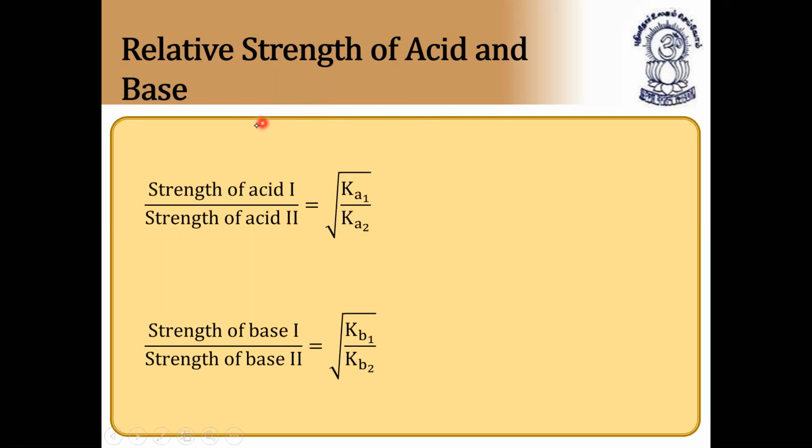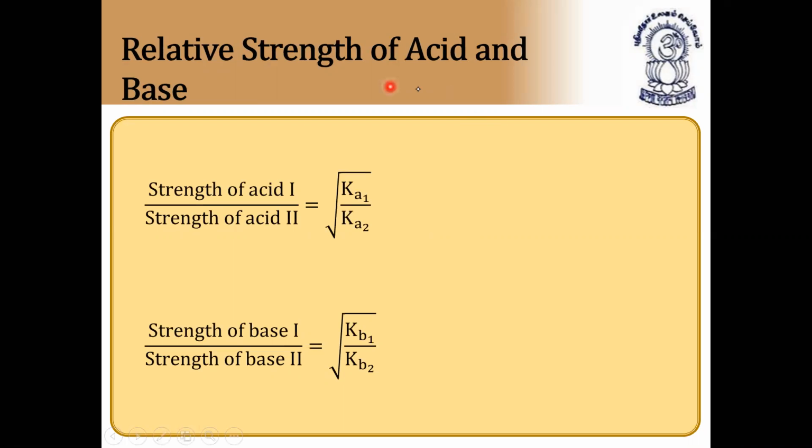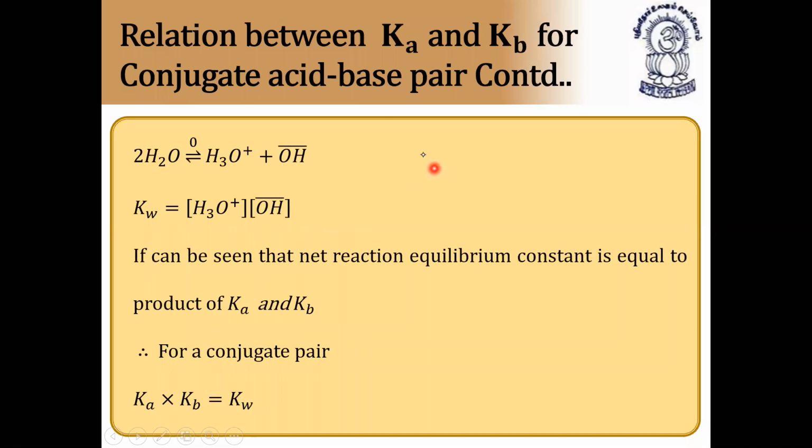Relative strength of acids and bases. Strength of acid 1 by strength of acid 2 is equal to root of Ka1 by root of Ka2. Strength of base 1 by strength of base 2 is equal to root of Kb1 by root of Kb2, because it is based on alpha. Since alpha is equal to root of Ka by C, how did we get this relation? Since alpha is equal to root of Ka by C, strength of acid 1 by strength of acid 2 is equal to root of Ka1 by root of Ka2. So by this you can compare the strengths of acids and bases. Next continuation. Relation between Ka, Kb for conjugate acid base.